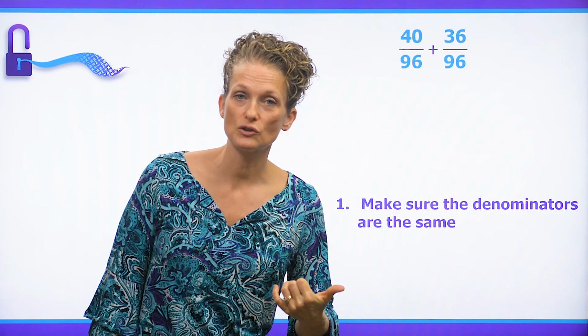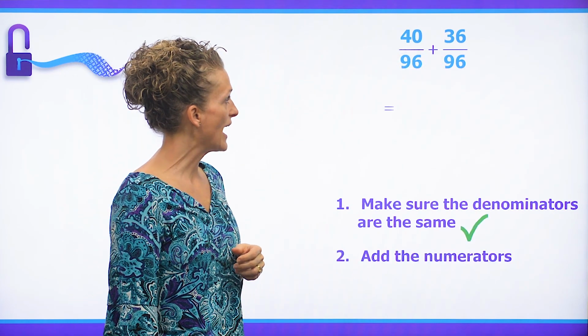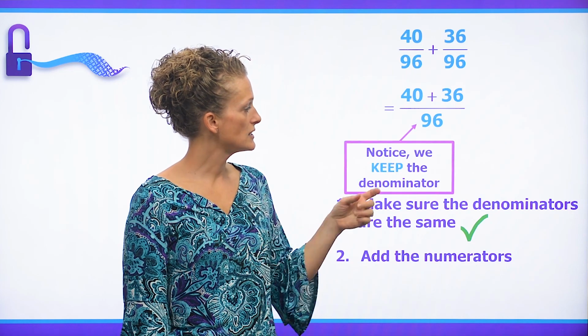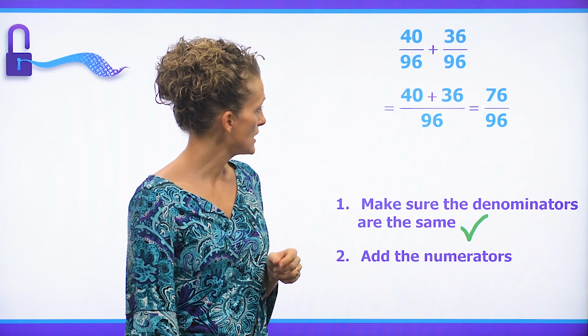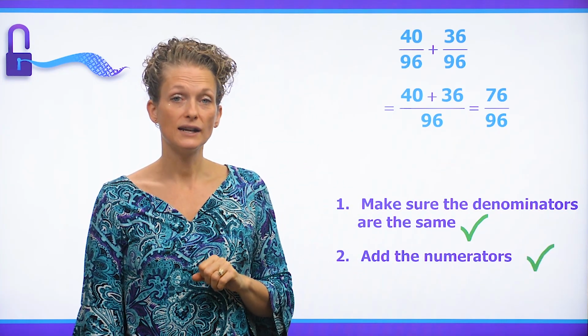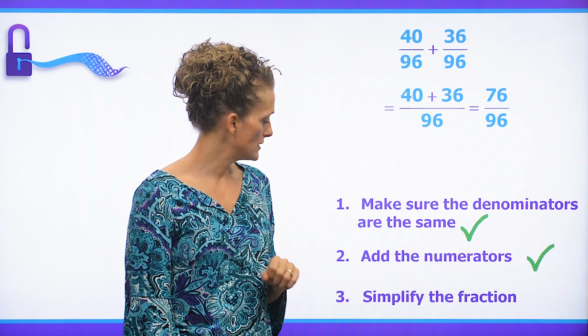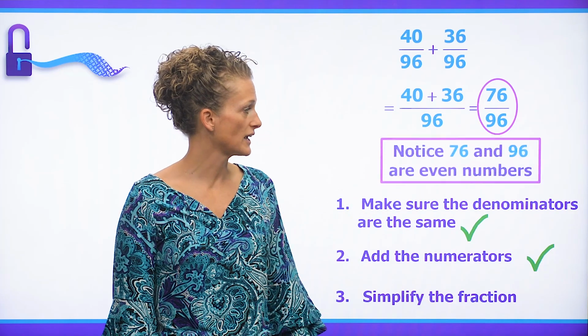Step number 1, make sure the denominators are the same, which we already did. Then we are going to add the numerators together and notice that we keep the denominator the same. So 40 plus 36 is 76. So we now have 76 over 96. And last step is to simplify the fraction, which is 76 over 96.